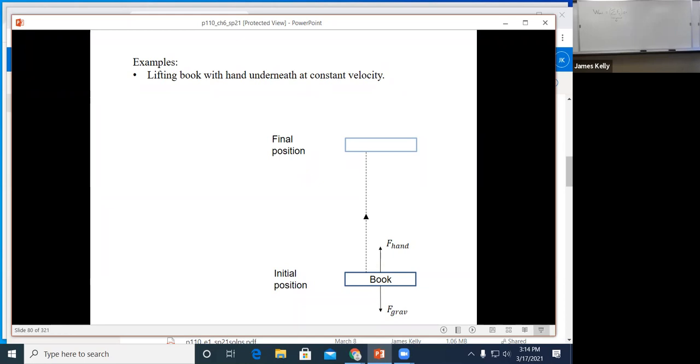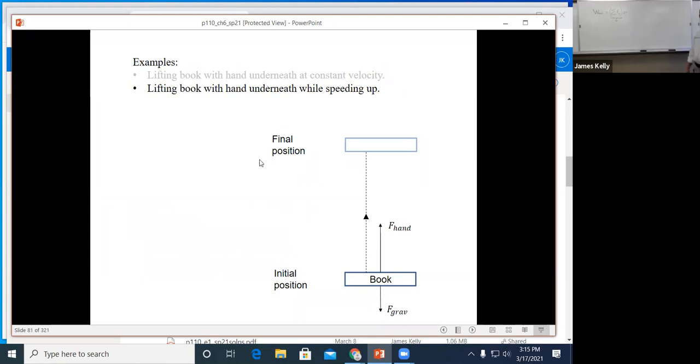And therefore they're balanced. And the hand force would do positive work. The gravitational force would do an equal and opposite amount of negative work. And so the net work would be 0 there, right? In this case, if I'm moving at a constant velocity. Let's suppose instead, oops, wrong way.